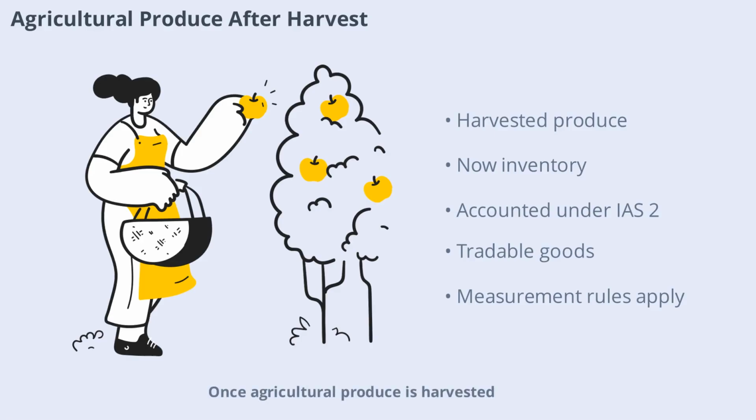Once agricultural produce is harvested, it generally falls within the scope of IAS 2. For example, harvested wheat, apples, or cotton are now considered inventory and are accounted for under the same rules as other goods held for sale. This transition is important because it marks the point where biological assets become tradable inventory, subject to the measurement and disclosure requirements of IAS 2.